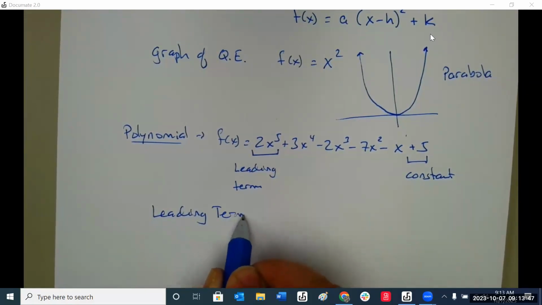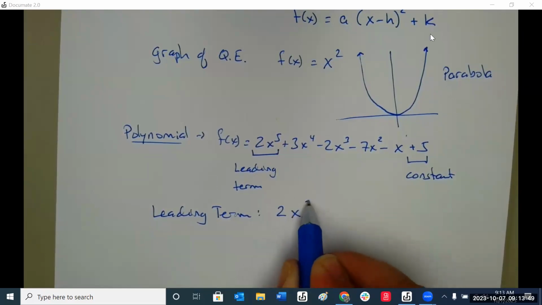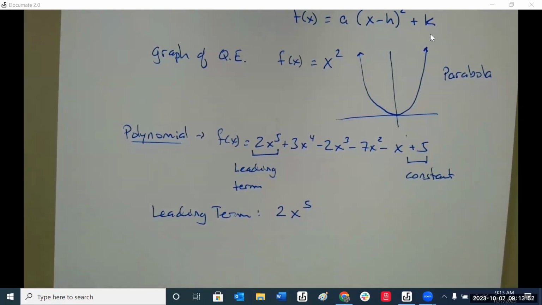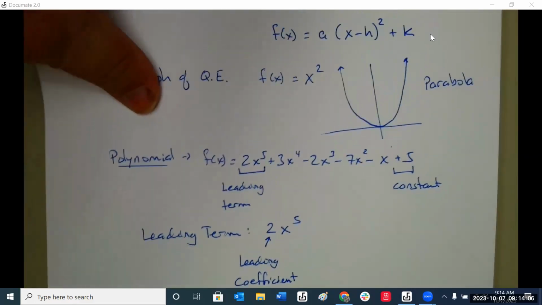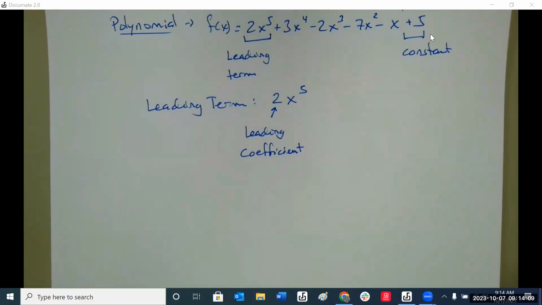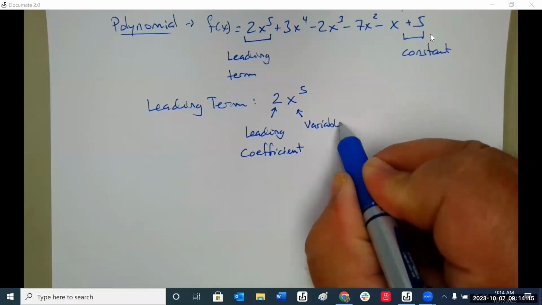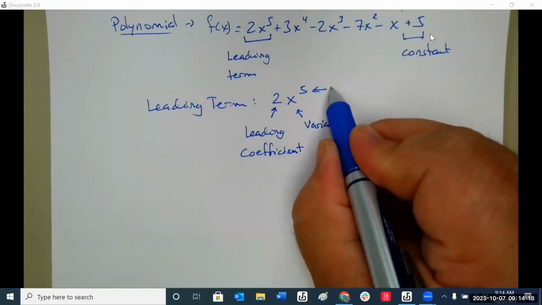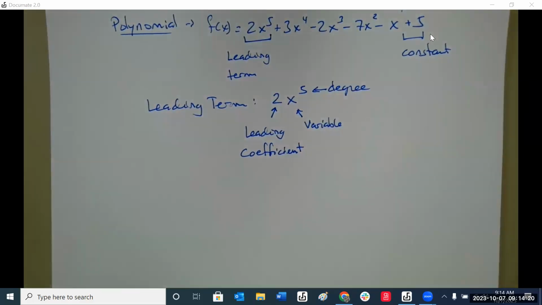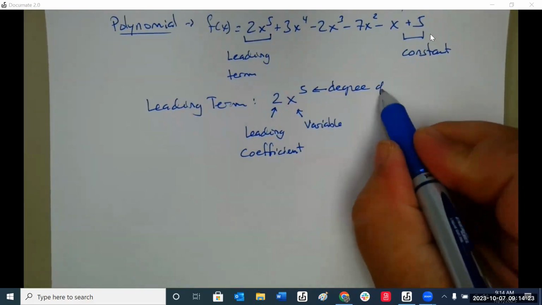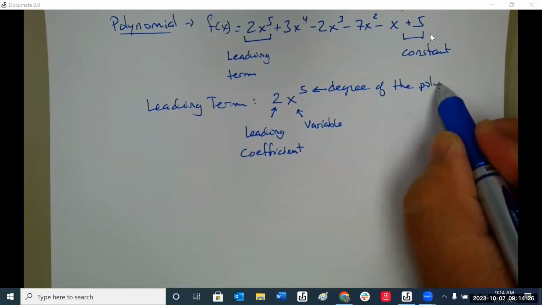The leading term in that example is 2x to the 5th. That number in front is called the leading coefficient. Your variable. The exponent is called the degree. Degree of the polynomial.